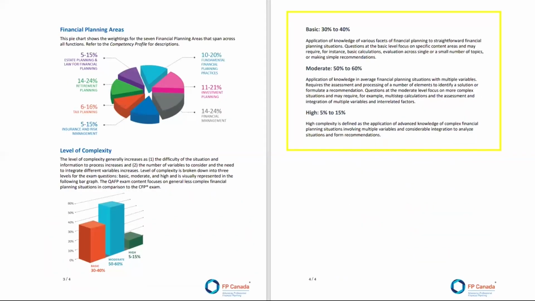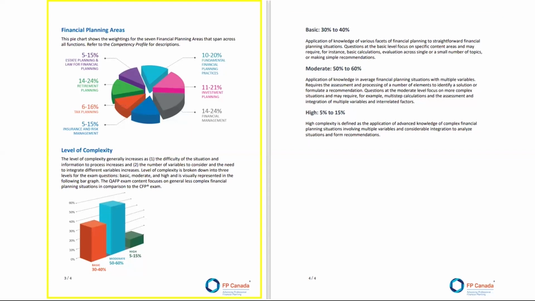The questions on the QAFP exam will test financial planning issues primarily at either a basic or moderate complexity level. There will be between 5 to 15% of questions with a high complexity rating. If we look at the concept of complexity, the level of complexity for an exam question increases if more knowledge is needed, or if there are more variables to consider, or if you need to integrate and factor in a number of different elements. The blueprint includes a description of the types of questions that may be encountered at each complexity level.